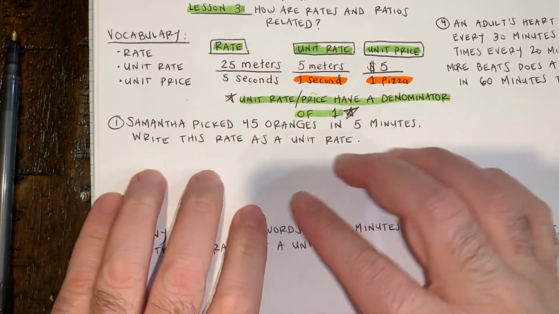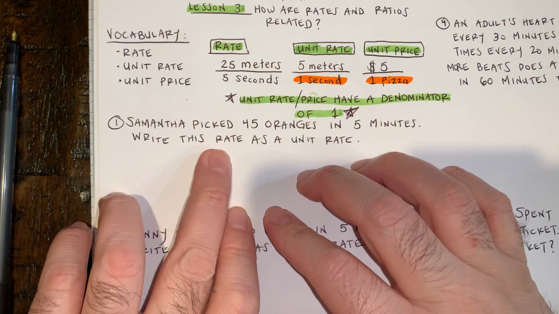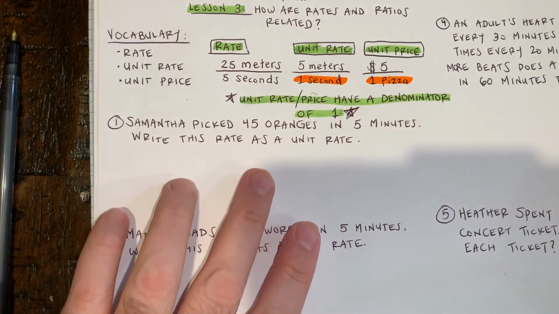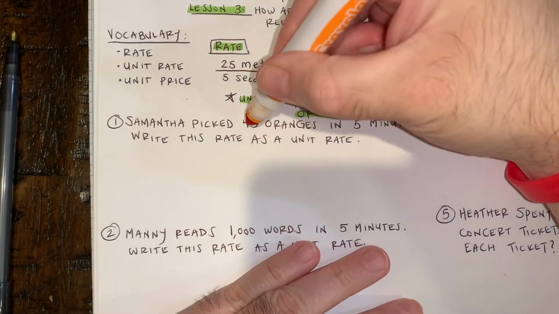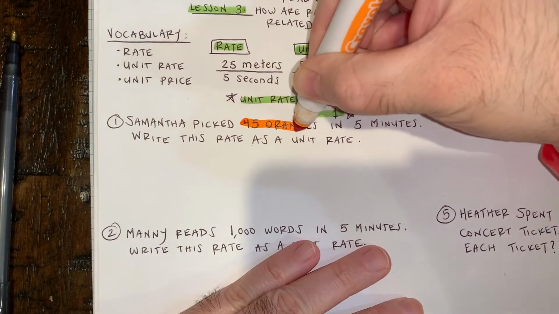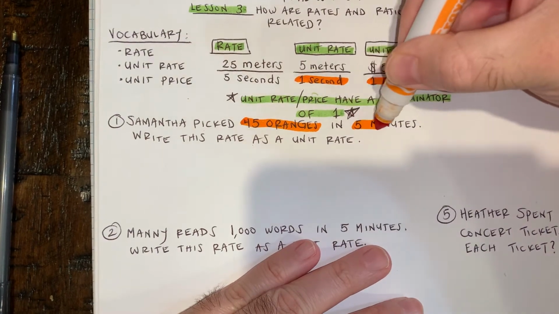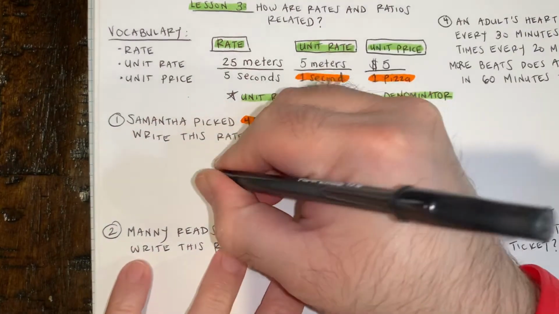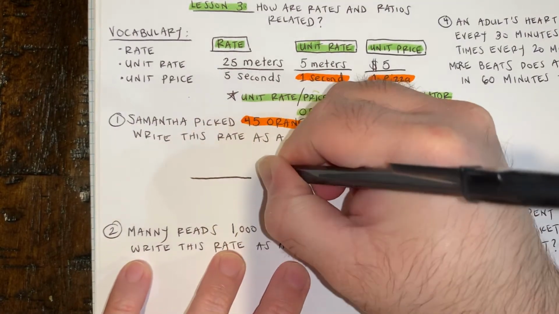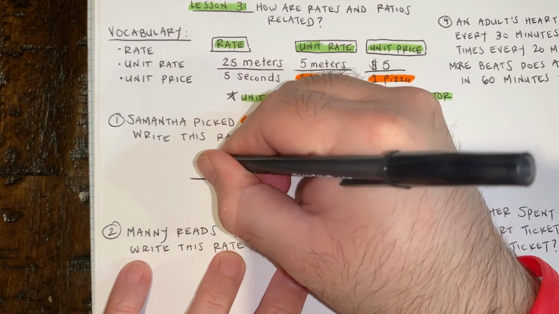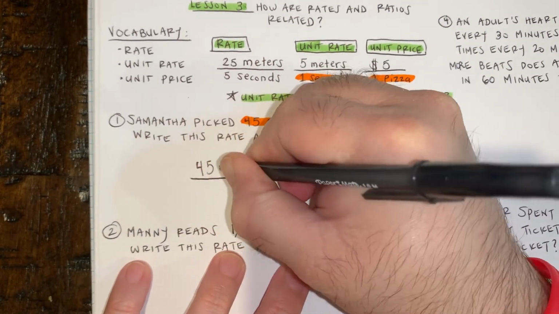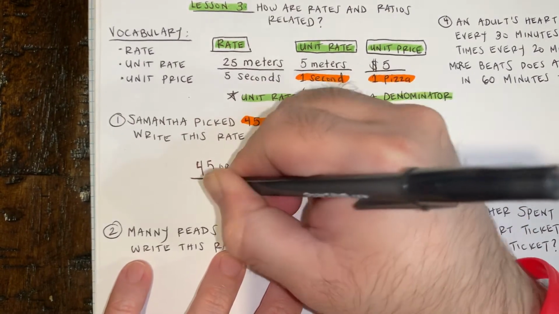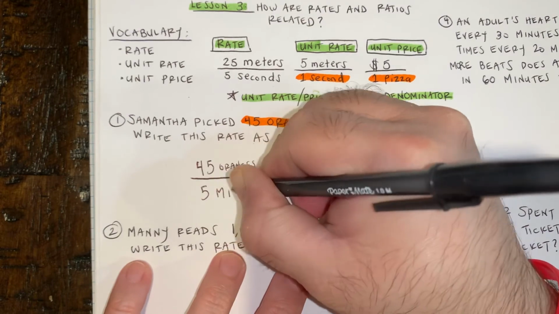So let's do this example just to give you an idea. Samantha picked 45 oranges in 5 minutes. Write this rate as a unit rate. So first of all, we're going to focus on what we know. We know that Samantha can pick 45 oranges, and we know it took her 5 minutes to pick this. So the first thing we're going to do is set up a fraction. And she can pick 45 oranges in 5 minutes.